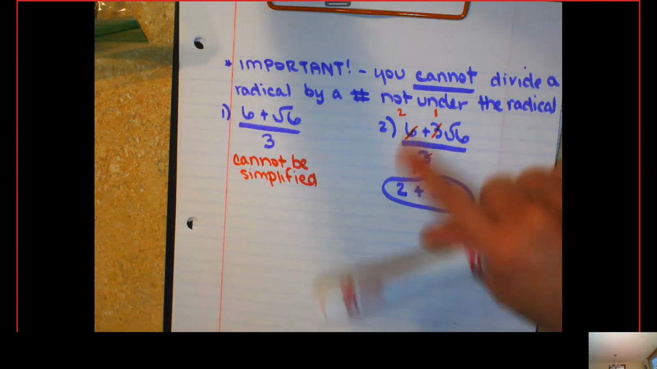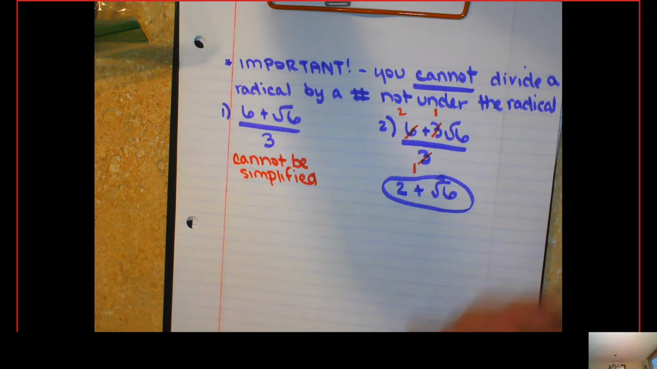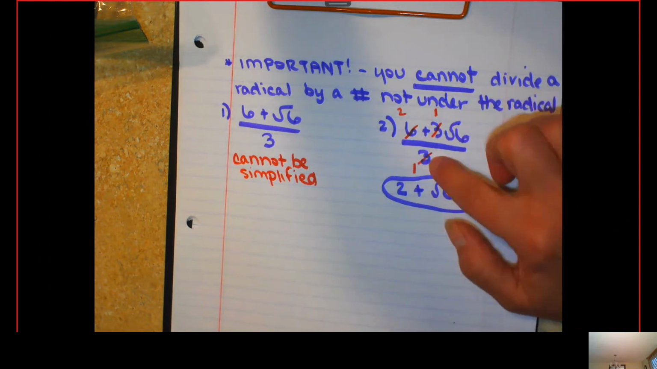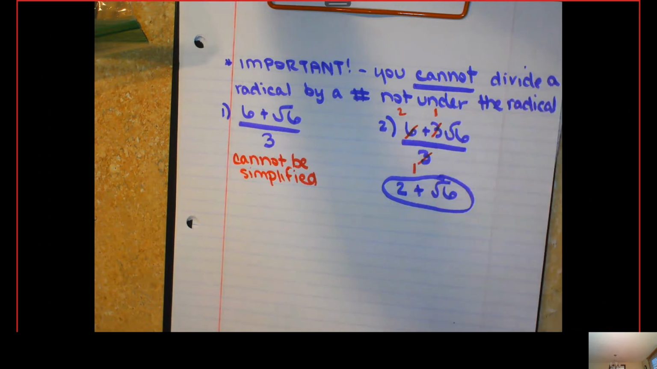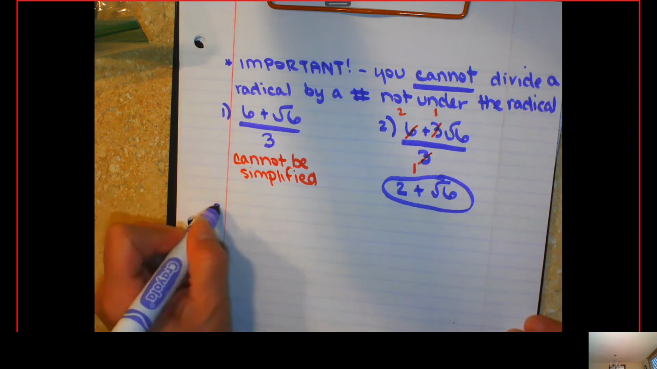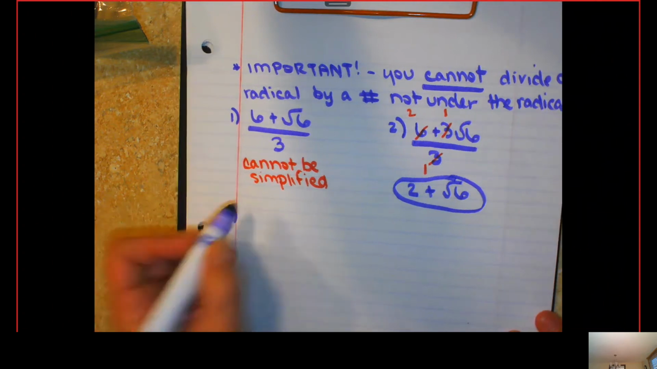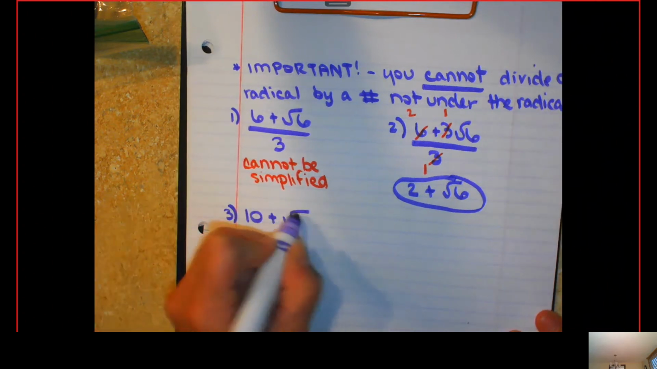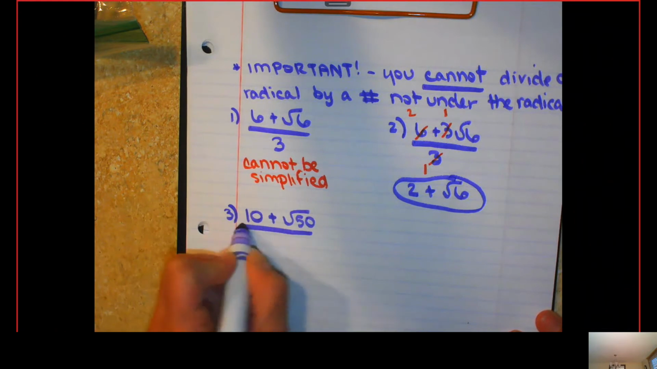So again, if you have an expression with a radical, everything needs to be divided by the number outside for it to simplify. 2 more. Example 3. Can you write 10 plus radical 50 over 5?